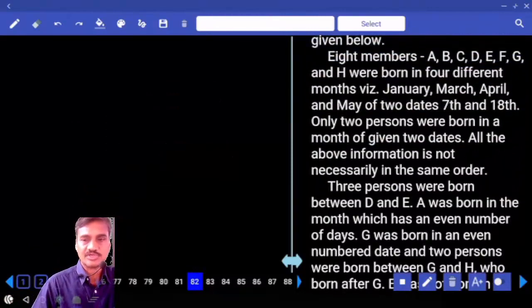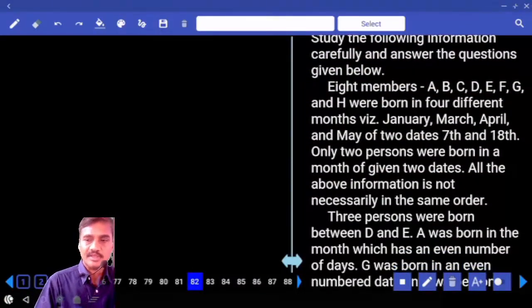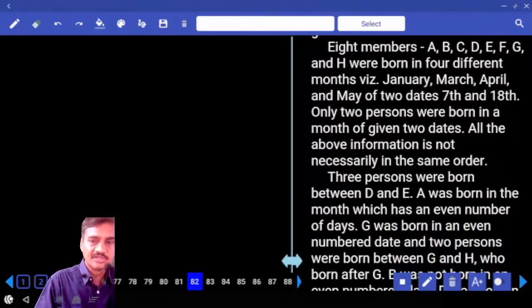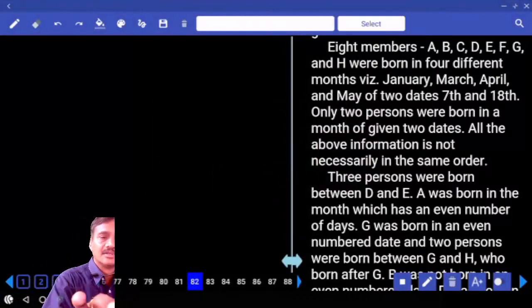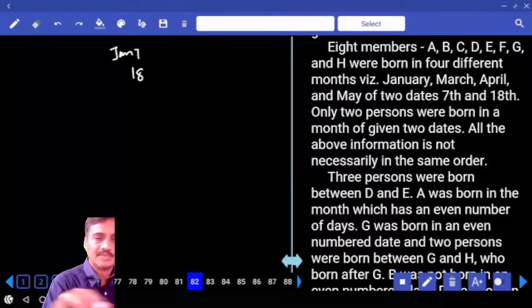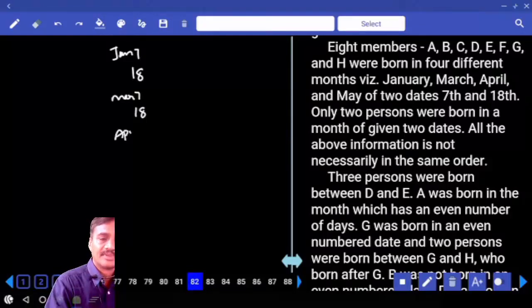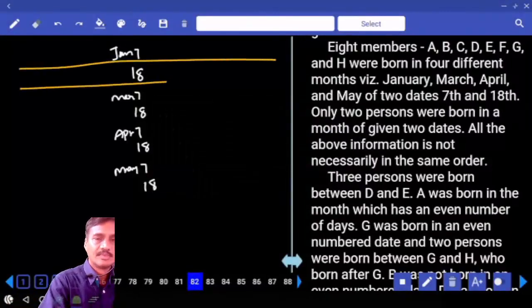Now in this 82 onwards, what is the information we have? 8 members were there, and they were born in 4 different months: Jan, March, April and May. And the dates given here are 7th and 18th. So Jan 7, Jan 18, March 7, March 18, April 7, April 18, and May 7th and May 18th. Now these are the 4 months we have, 8 members, different months.